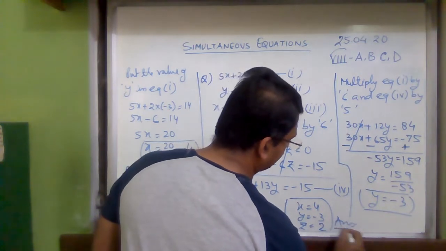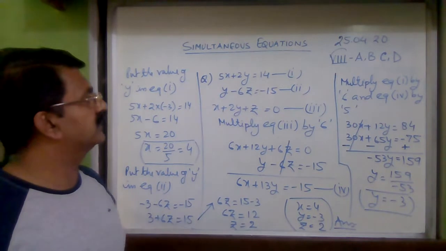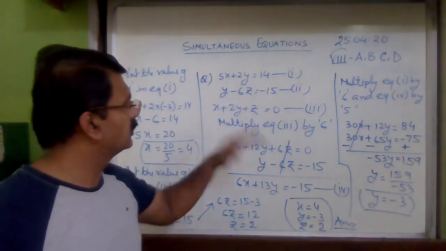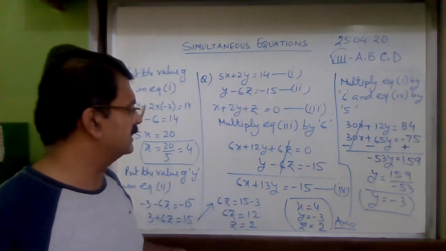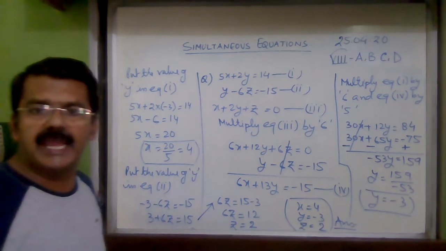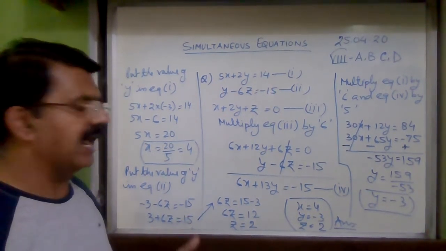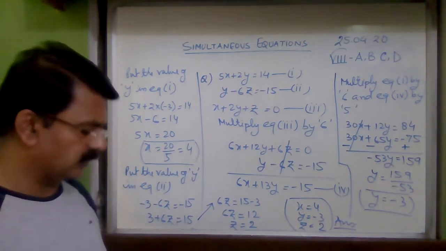So you can easily verify by putting these values of x, y and z in the given equations. Every time you will see the value on both sides of the equation will be the same. So this is our answer in this question. X is equal to 4, y is equal to -3, and z is equal to 2. Clear? So we will do the next question of the day.